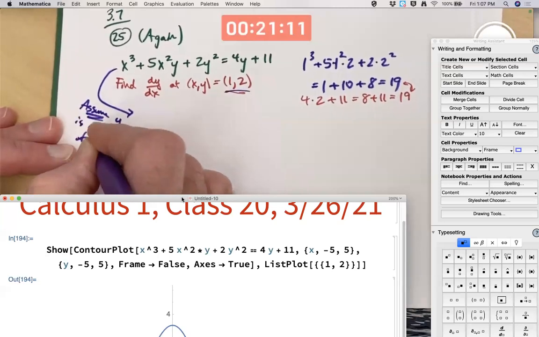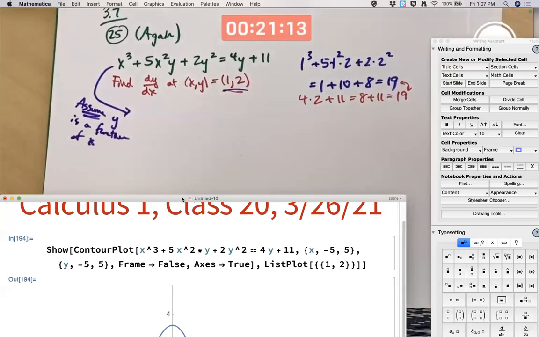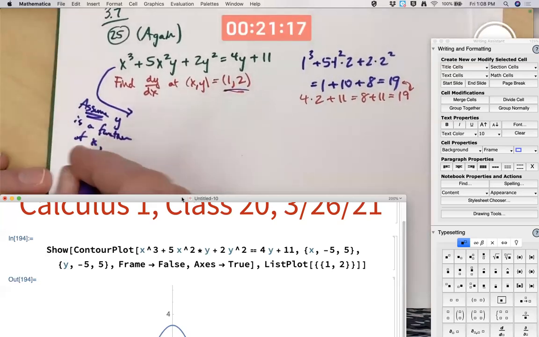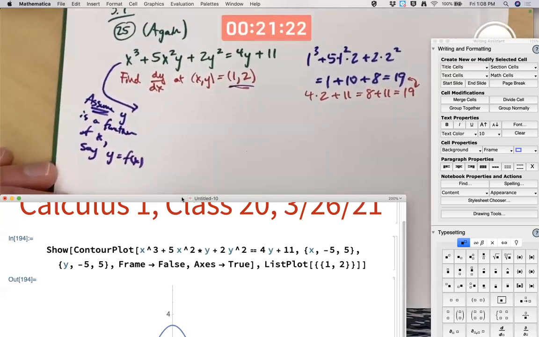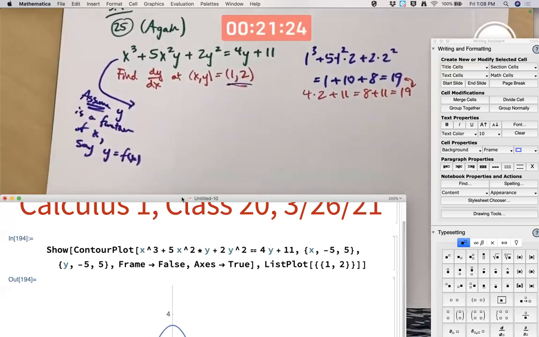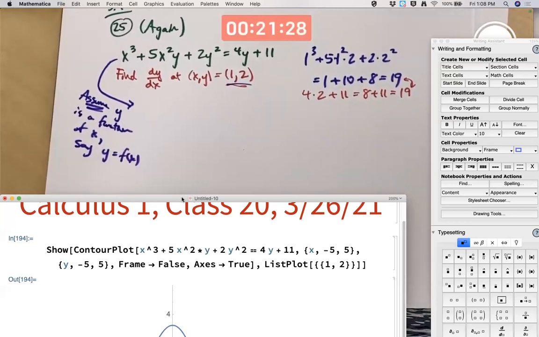That's an assumption I'm making, and now I'm going to pretend I've got a formula for it. Say y equals f of x. Is it possible to find a formula? Yes, it is. I'm just not doing it. I'm just calling it f of x.